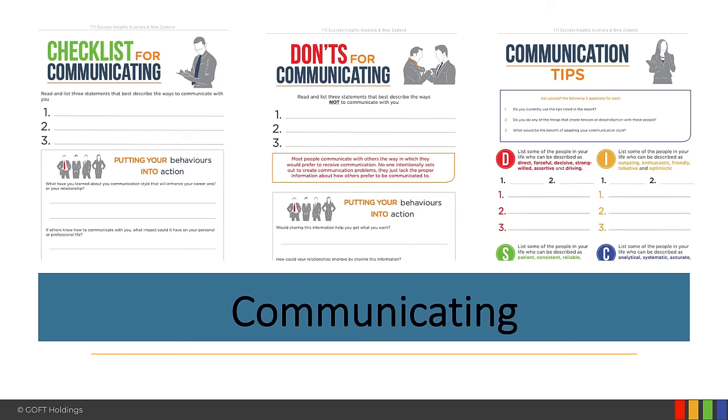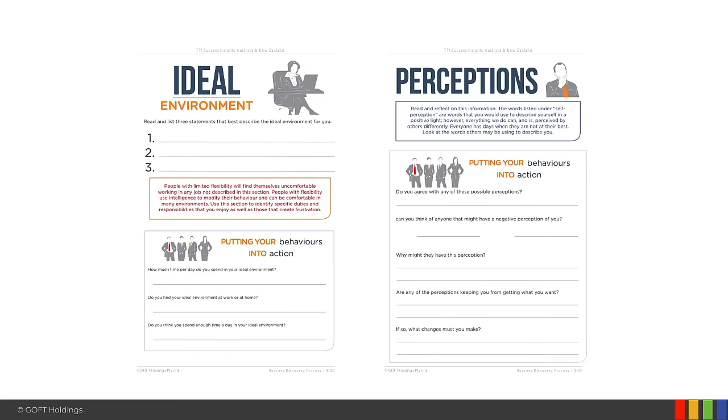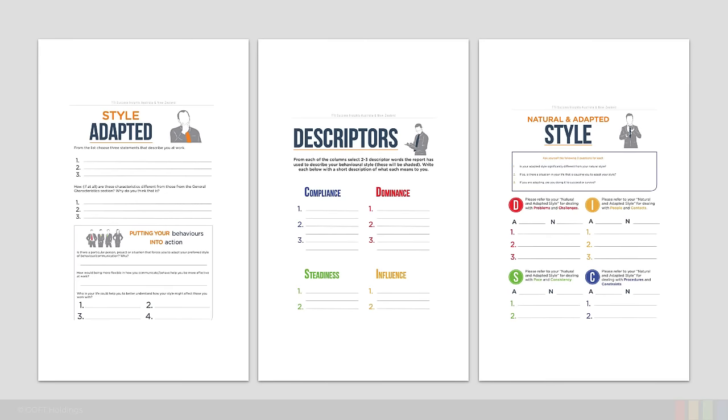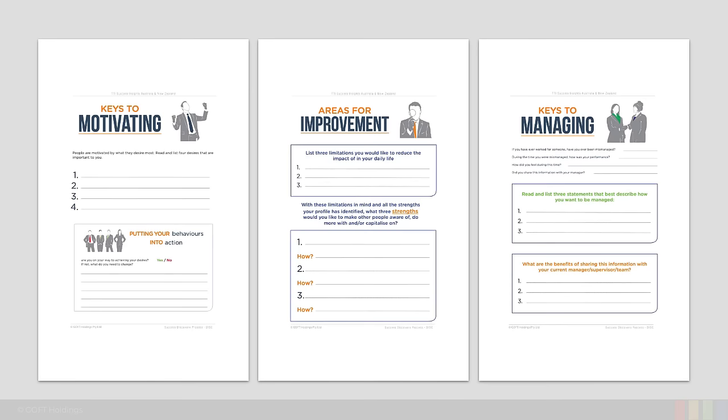I then show them the checklist for communicating, the don'ts for communication, the communication tips, the ideal environment, the perceptions, the adaptive style, the descriptors, the style, keys to motivating, areas for improvement, and keys to managing. So these are all the sections in this debriefing guide. And I ask the client to go away over the following week to read the report.